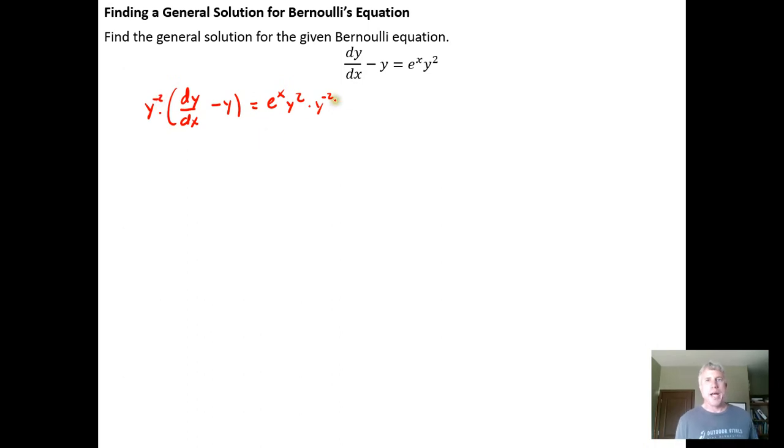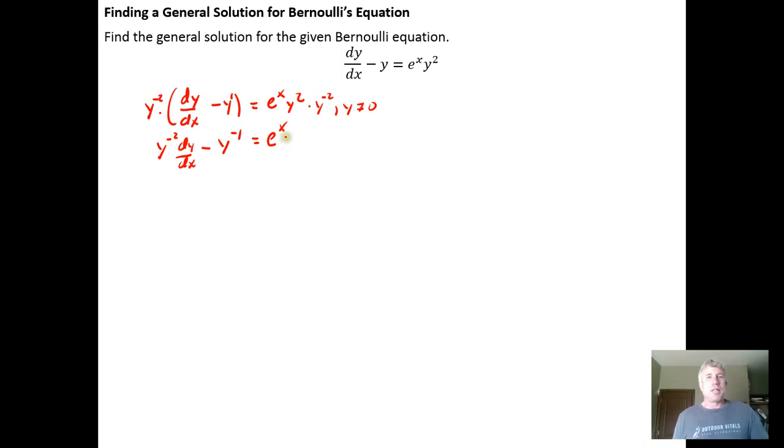As long as y isn't equal to 0, y squared times y to the -2nd power is just 1, because 2 minus 2 is 0, and y to the 0 equals 1 as long as y isn't 0. So we just get an e to the x on this side. And over here, distribute the y to the -2 into the parentheses. We get y to the -2nd power dy/dx minus y to the -2 times y to the 1, which is -2 plus 1, is -1. We get y to the -1 right here.